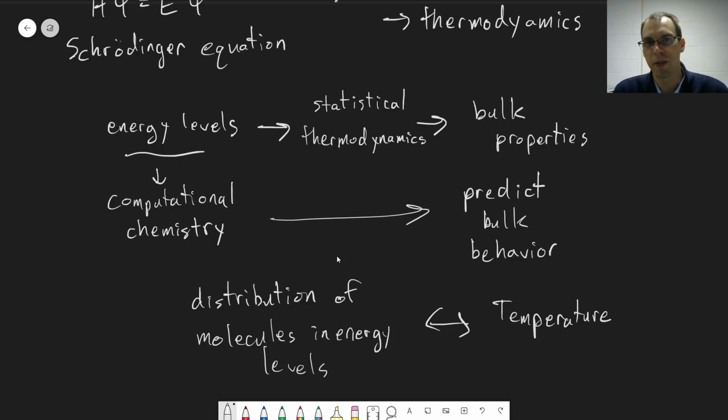This is very useful in situations where you can't put a thermometer in to just measure the temperature. Say you're doing an experiment in a vacuum system like I do, you can figure out what temperature you're reaching inside of that experiment. Or if you want to do measurements out in space, you can look at the distribution of energy levels of molecules in space and infer what the temperature is there. That's just one specific example of where statistical thermodynamics can be very useful.